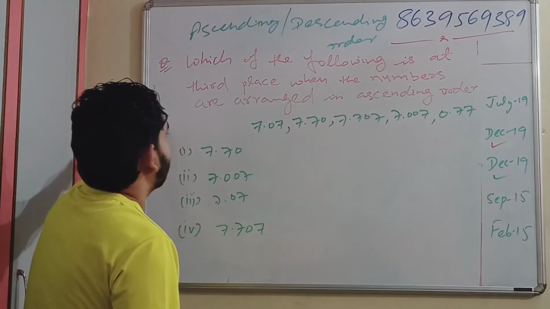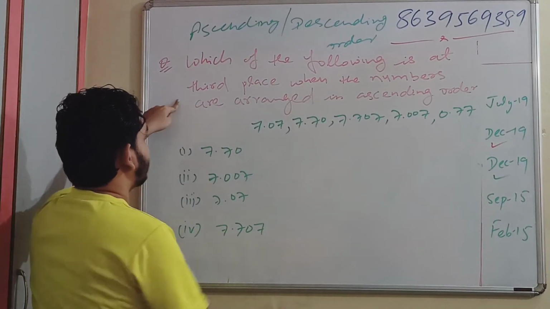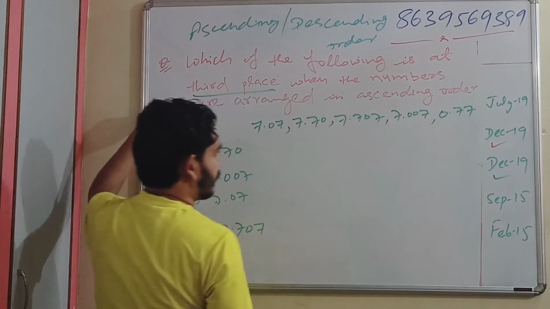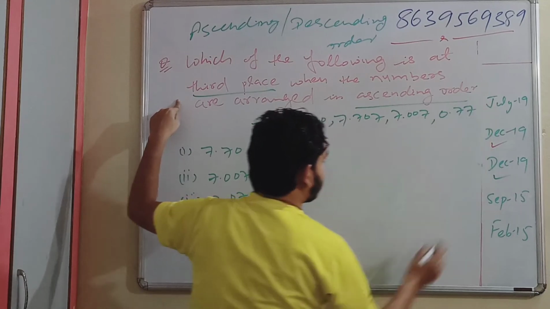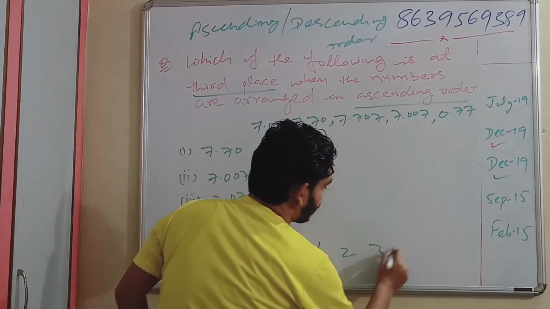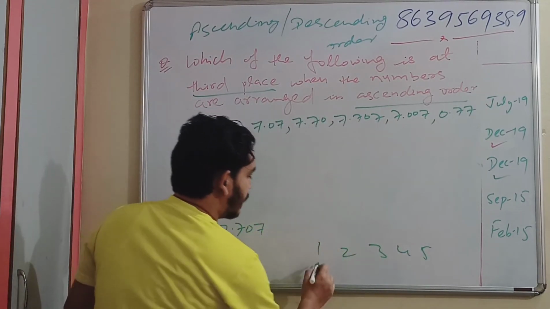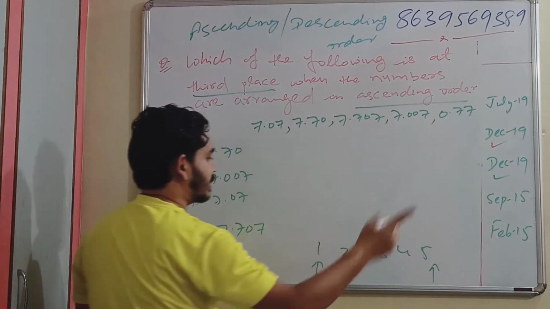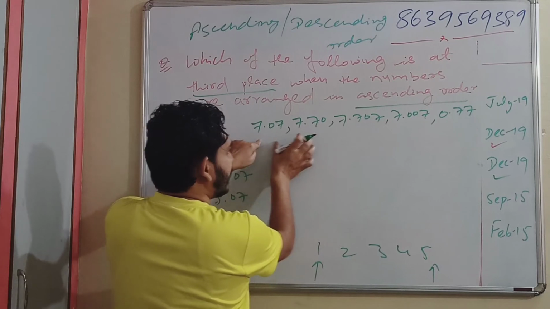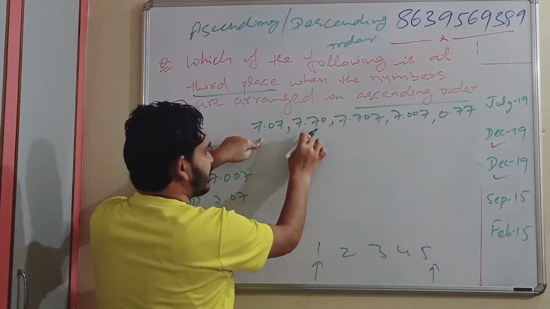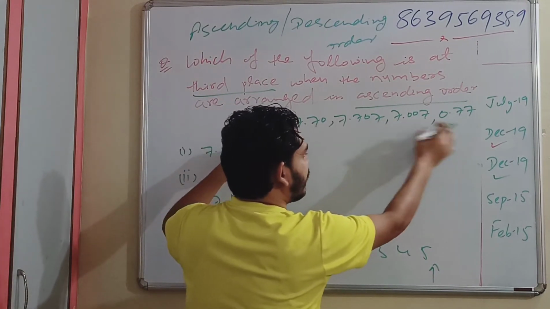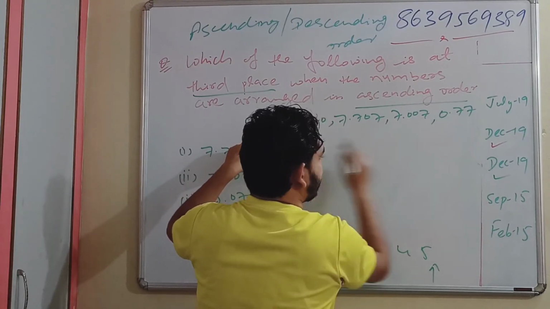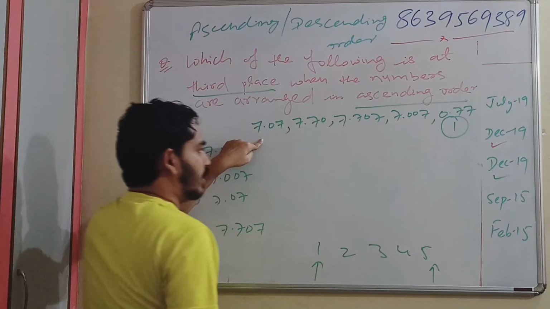Let's see. Which of the following is at third place when the numbers are arranged in ascending order? We have to arrange in ascending order. It has to be 1, 2, 3, 4, 5. So the least number will come at the very first place and the max number will go at the last place. Between these, this is 7 point something, 7 point something, 7. This is 0 point something, so it is the least number among all these. So this is at the first place anyhow.